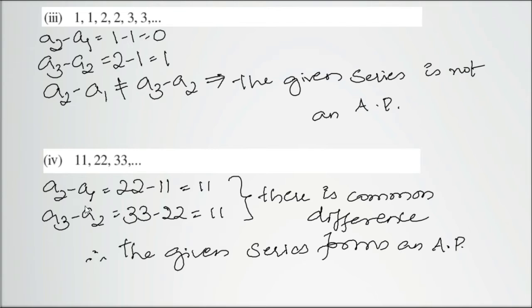In the fourth one, a2 minus a1 is 22 minus 11, which is 11. a3 minus a2 is 33 minus 22, which is also 11. There is a common difference. Therefore, this series 11, 22, 33 forms an AP.